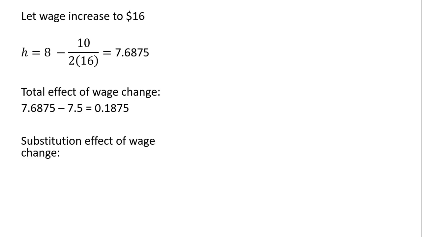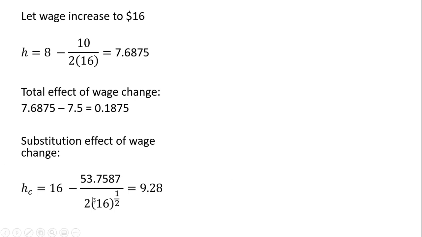Let's look at the substitution effect of the wage change. This is where we're going to use the compensated labor supply equation. So holding utility fixed, or real income fixed, at 53.7587 and allowing the wage to increase to $16, we get 9.28 hours. The substitution effect idea here is the wage goes up, leisure becomes more expensive, so the person will buy less leisure and instead work more hours, and we see that here. So this is going to allow us to get the substitution effect.